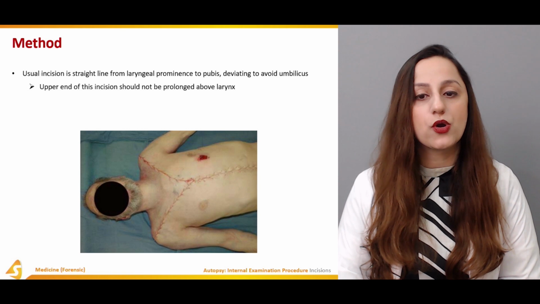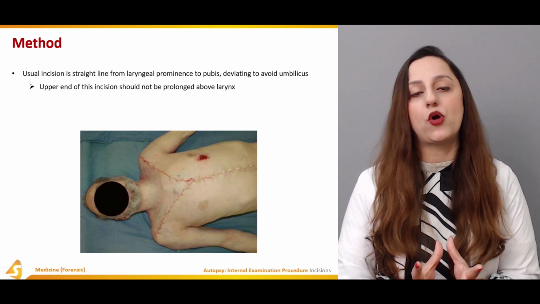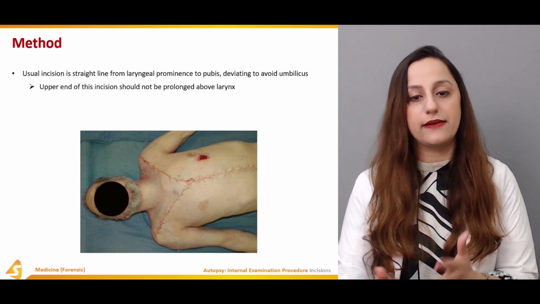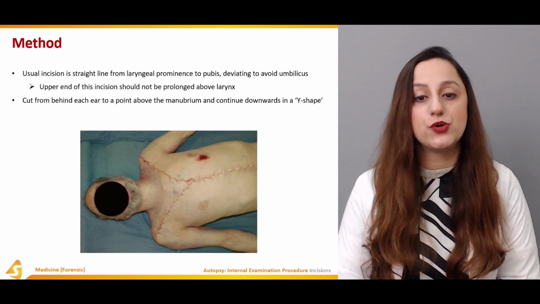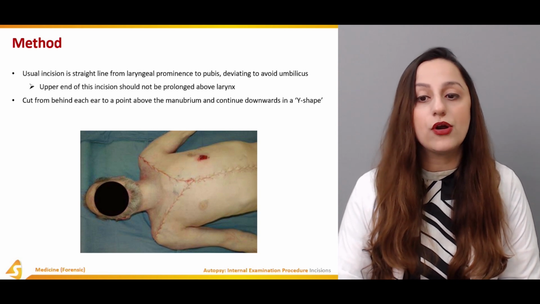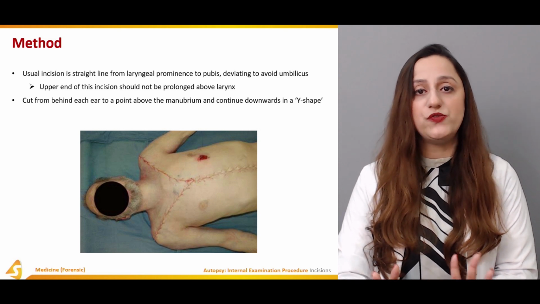Why is that so? Because we want to preserve the body in its cosmetic state before handing it over to the relatives. Now cut from behind each ear to a point above the manubrium and continue downwards in a Y shape. So these are basically the two variations.